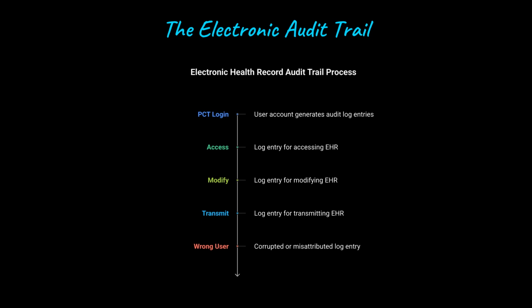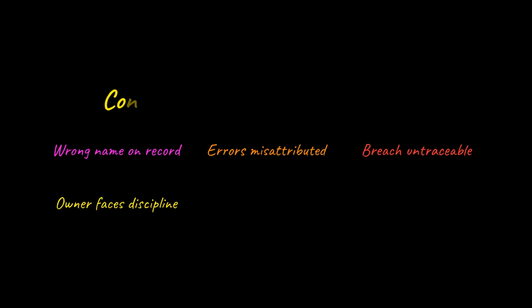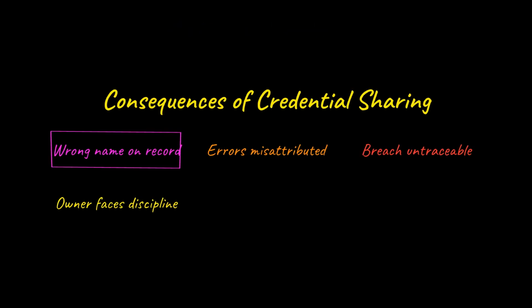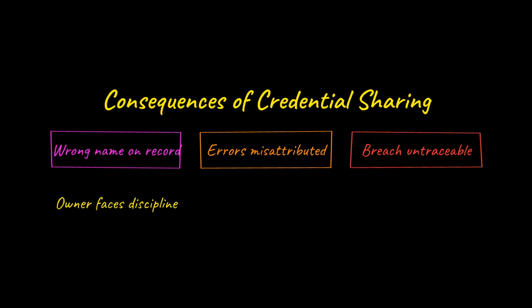When someone borrows another person's credentials, every action logs under the wrong name, creating a false record that cannot identify the actual person if a breach or error occurs. Sharing credentials produces 4 serious consequences. The audit trail records the wrong name, errors are misattributed to an innocent person, breaches become untraceable, and the credential owner faces disciplinary action for actions they never performed.